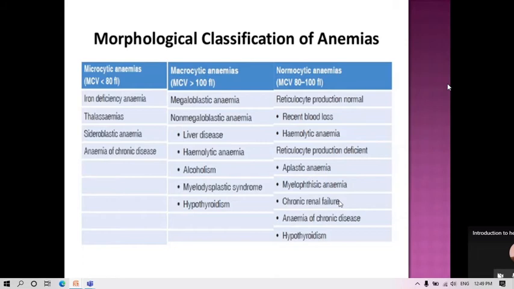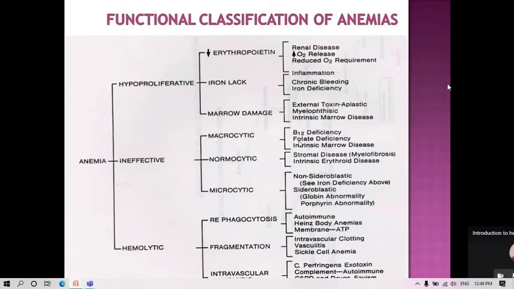Next is functional classification. Again the same thing. Hypoproliferative, either because of decreased erythropoietin, lack of iron, or marrow damage. Ineffective erythropoiesis: in macrocytic anemia, whatever cells are formed have this big nucleus. Normally we have seen that the nucleus starts reducing in size, but in macrocytic anemia, nuclear maturation does not occur. So the nucleus is still large, it does not reduce in size. So these kinds of cells will die in the marrow itself.